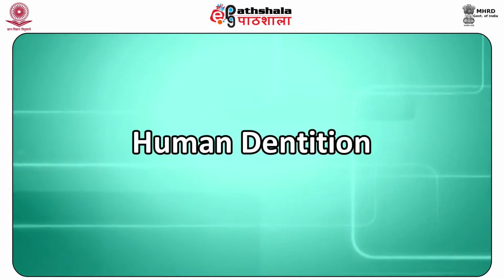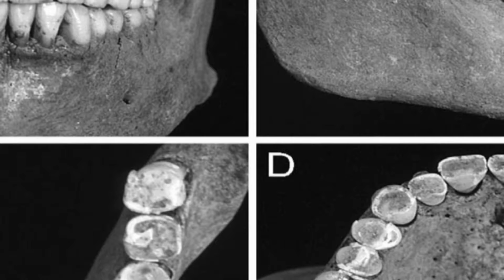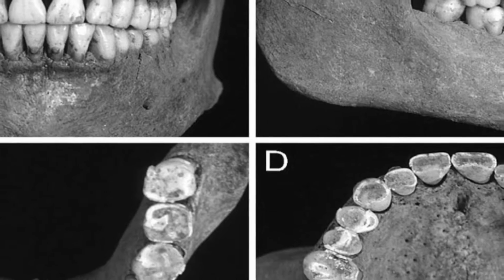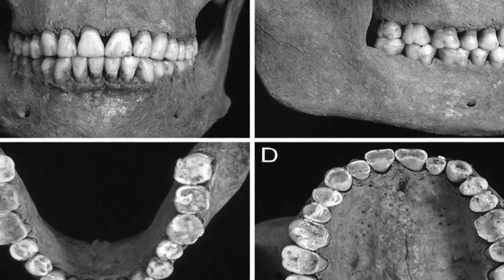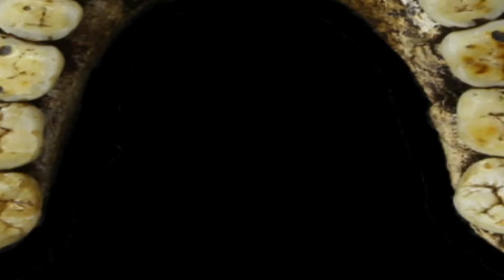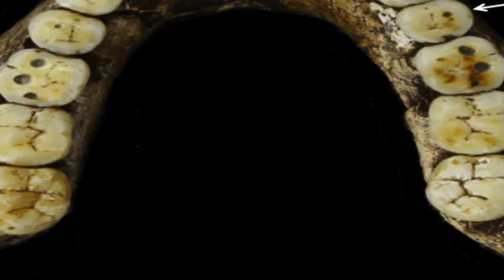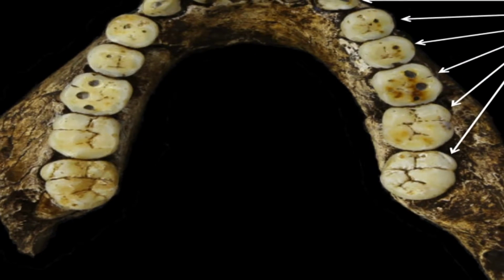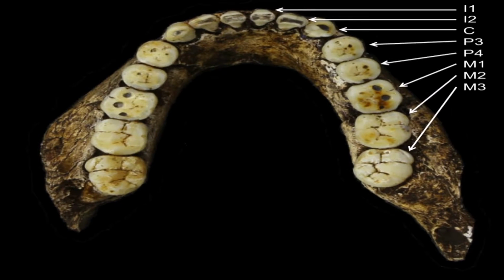So students, now I will tell you about human dentition. The adult human dentition consists of 32 teeth arranged in two arches, one arch in the upper or maxillary jaw and one in the lower or mandibular jaw. Since the arches are symmetrical, each quadrant contains the same number and type of teeth, and it includes two incisors, one cuspid, two premolars and three molars.